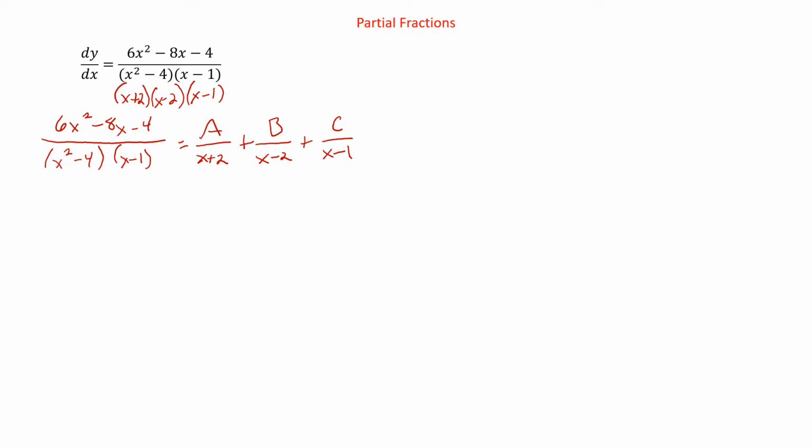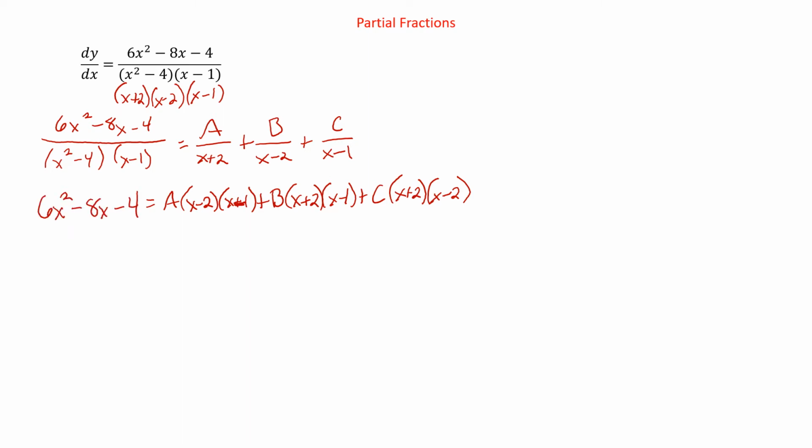And so we can multiply again. So our common denominators, we'd have to multiply by the other two. So we'd have a times x minus 2 times x minus 1, plus b times x plus 2 times x minus 1, plus c times x plus 2 times x minus 2. That would be what the numerator would end up having to be. And that's going to have to equal 6x squared minus 8x minus 4.